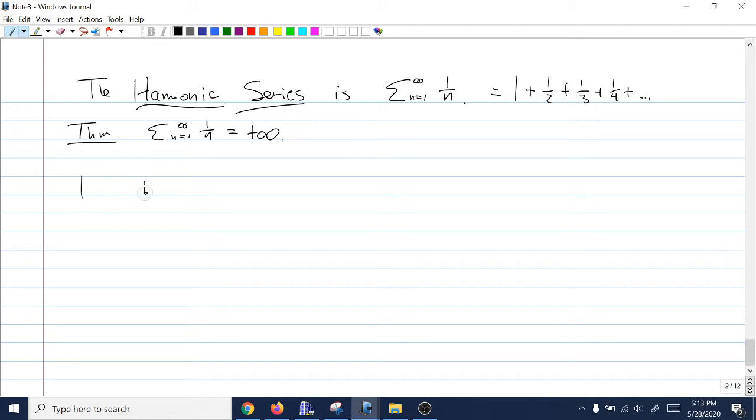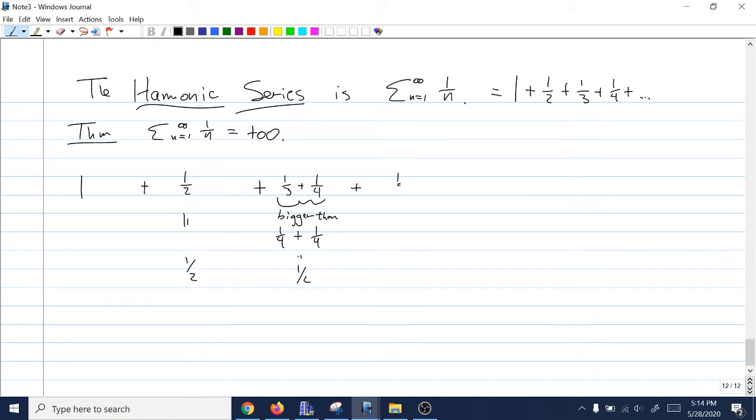Throw away the first term. Ignore that. Look at this term, that's a half. Look at the next two terms. They are a third plus a fourth. How big is a third plus a fourth? The smaller of those numbers is a fourth, right? So this is bigger than a fourth plus a fourth. This is bigger than a half. This thing is a half.